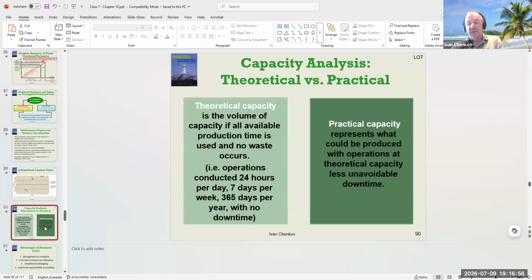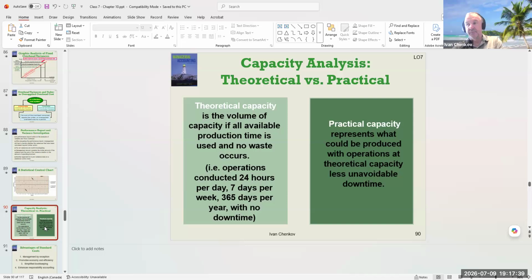Which brings us to the point of what kind of capacities we have, and we have two types of capacity, theoretical capacity and practical capacity. Theoretical capacity is always going to be the volume of the capacity if all available production time is used and no waste happens. So my theoretical capacity can be 83 years or 81 years based on Statistics Canada for the life expectancy for a person like me. The practical capacity will represent what could be produced with the operation at the theoretical capacity, less unavoidable downtime.